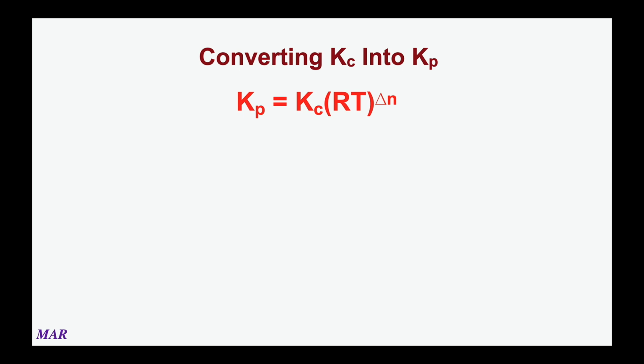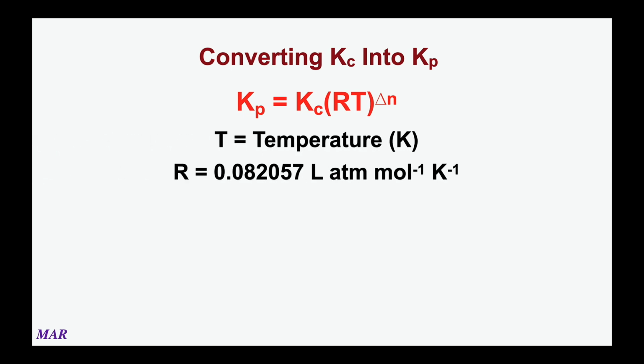Kp equals Kc times RT raised to the delta N. So let's talk about how we would do this if we had to convert Kc into Kp, or Kp into Kc for that matter. First of all, T is the Kelvin temperature. Anytime you've got gases, you've got to use Kelvin temperatures. So that would be 273.15 plus the Celsius temperature would give you the Kelvin temperature.